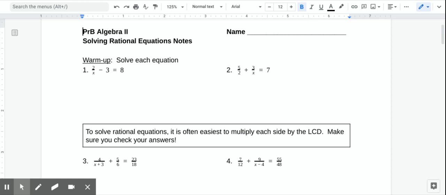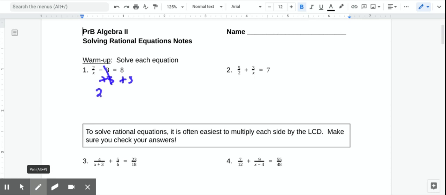Today we're going to spend some time solving rational equations. Rational equations are just equations that somehow have an x in the denominator. So let's take a look at this first warm-up. The first thing you might want to do is add 3 to both sides, and that's a good idea. So we're going to start there.